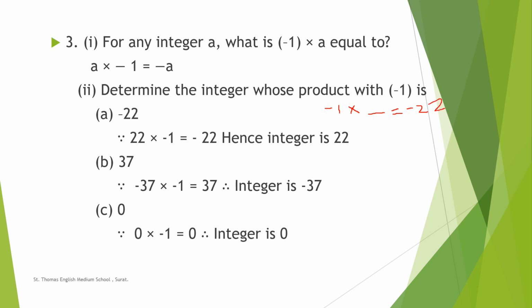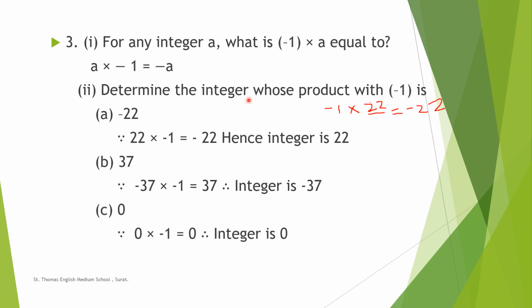So minus 1 into which number, that is minus 22. Minus 1 into 22, so that is minus 1 into 22. Here it is 22 into minus 1. Answer is minus 22. It's clear? 22 multiplied by minus 1 is equal to minus 22. Hence the integer is 22. You don't want to write this part. You can write directly like this answer.